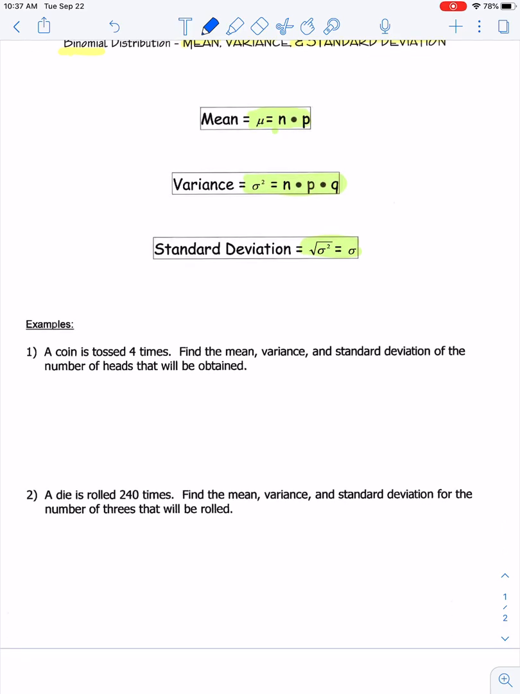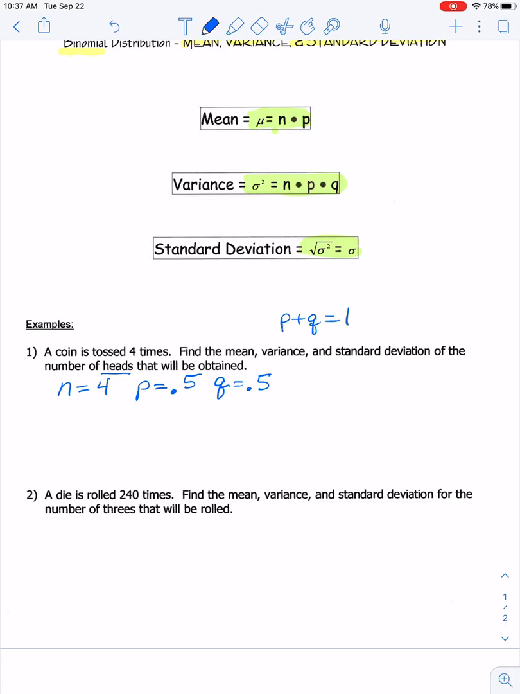A coin is tossed 4 times. Find the mean, variance, and standard deviation of the number of heads that will be obtained. All right, so we need to know n. How many times you're tossing that coin is 4. P is the probability of success, which is, in this case for heads, 0.5. Q is going to be the probability of not getting heads, or better known as tails, but that's also 0.5. Okay, remember that P plus Q should add up to be 1.